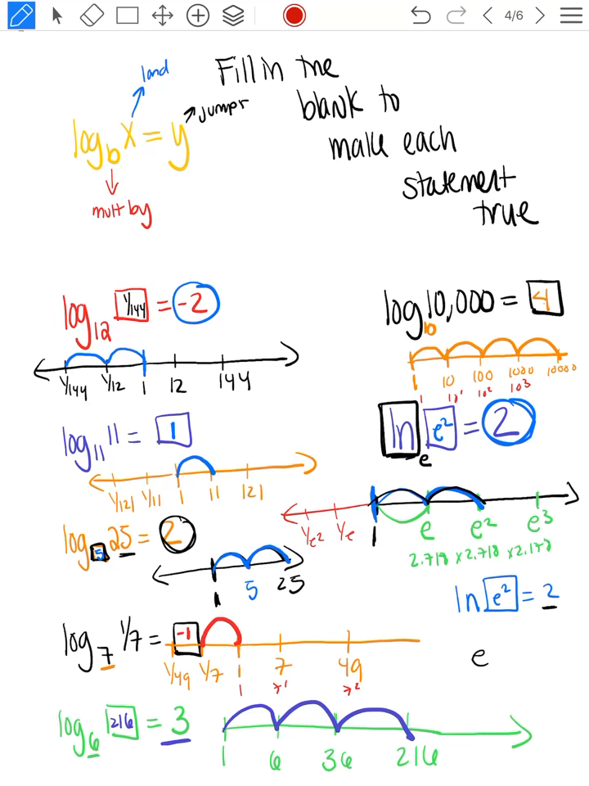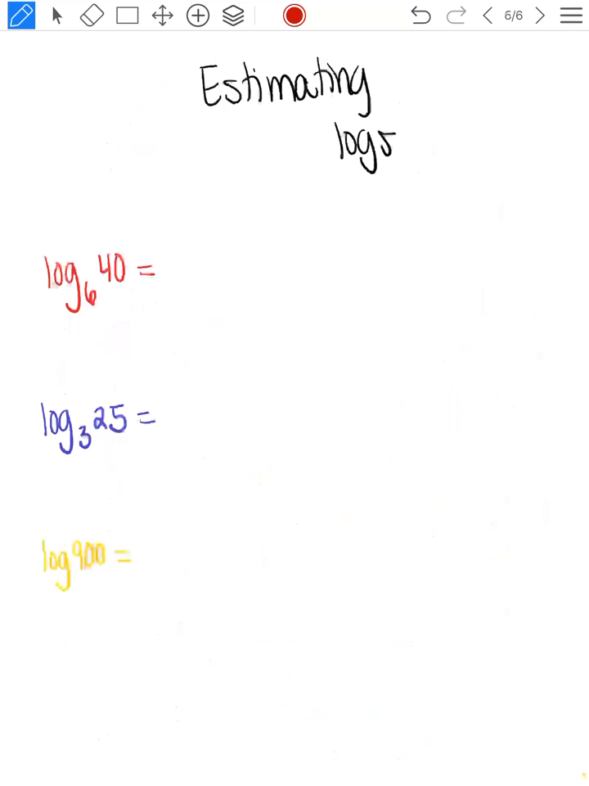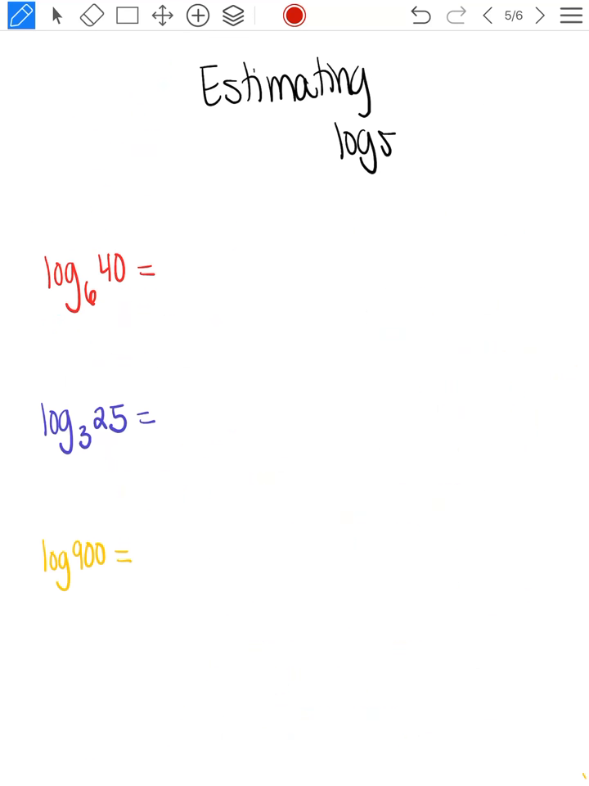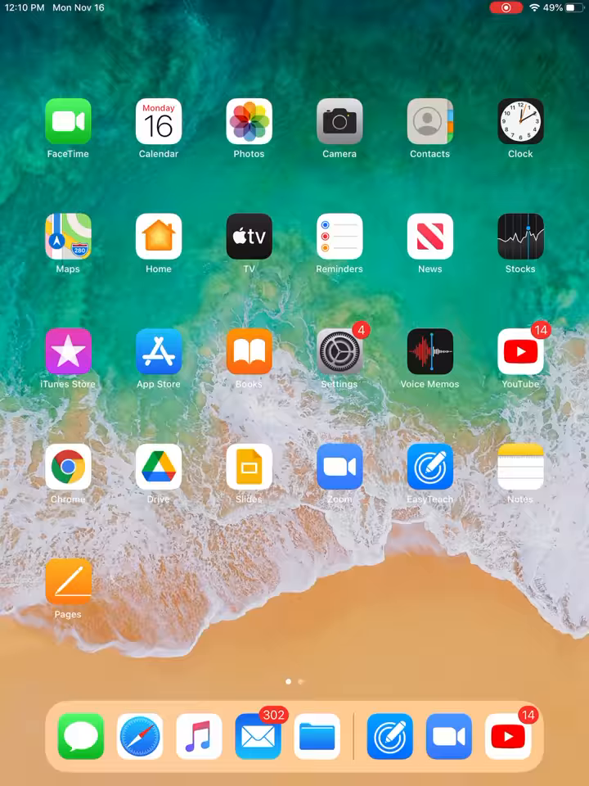So I'm going to pause here just so this video ends, and that finishes up evaluating and filling in blanks. And if you would like, part 2 of this video is going to talk about how to estimate. So what if the number isn't on the number line, and how, if you're given a bunch of logs, how you can put them in order from least to greatest. So if you are interested in that or need help with that, stay tuned for the second video. See you soon.